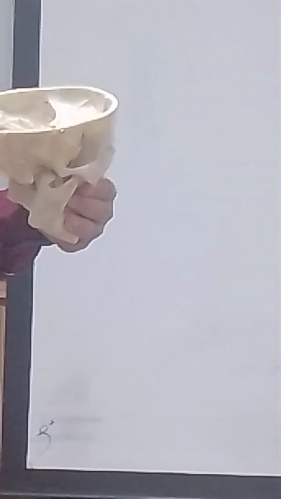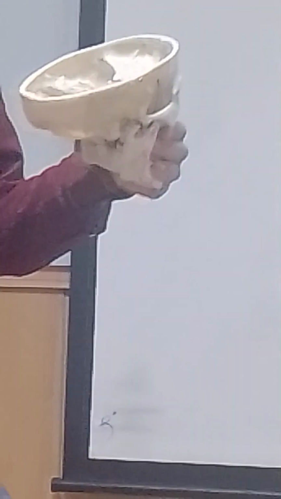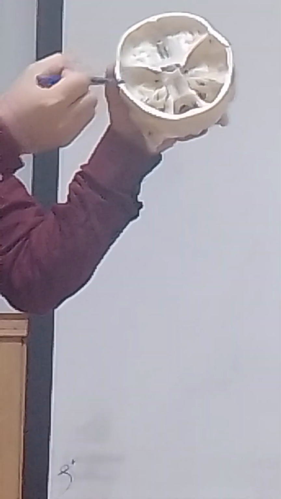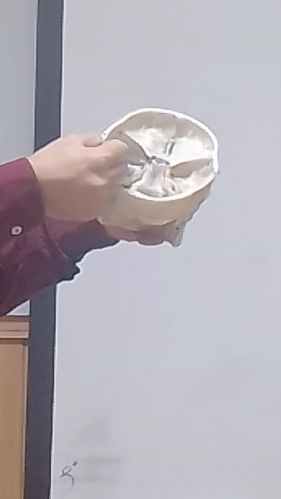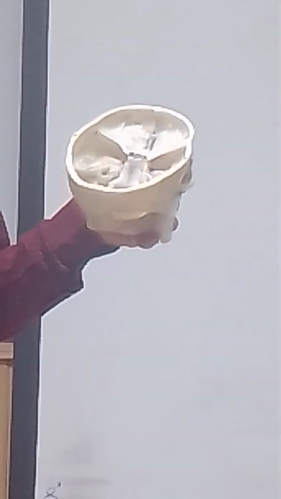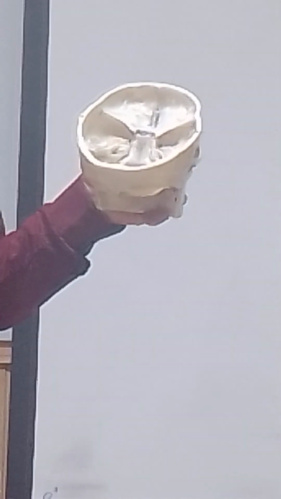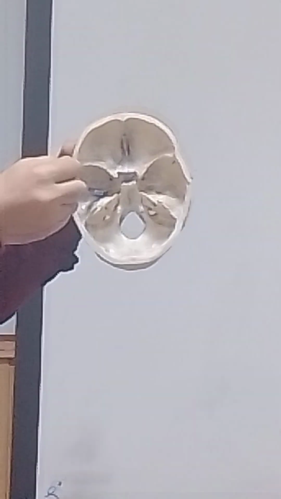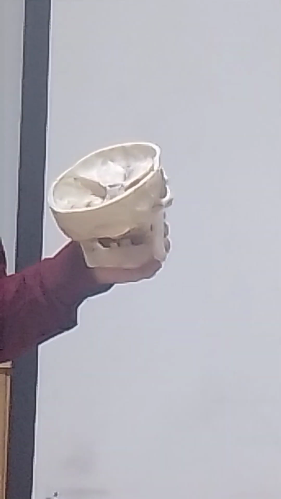Here, in the greater wing, you should recognize three foramina, from anterior to lateral and posterior. The anterior one is foramen rotundum. Foramen rotundum travels posterior to anterior in this area. Here is foramen ovale, and here foramen spinosum.